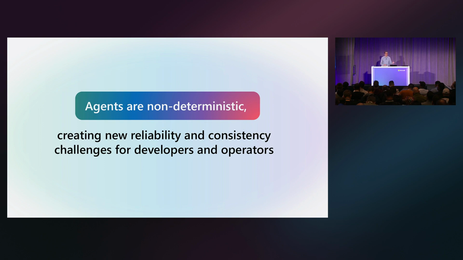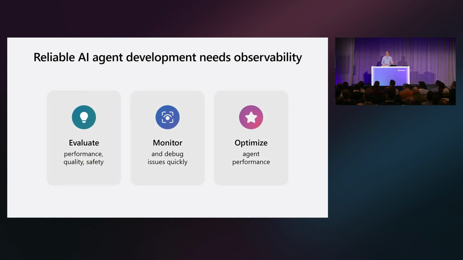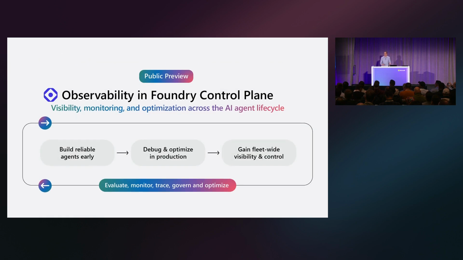We all know that agents are non-deterministic, creating reliability and consistency challenges for developers and operators. This is why reliable AI agent development needs observability to elevate performance, quality, and safety, monitor, debug, and remediate issues, and optimize agent performance. From that perspective, we're excited to announce in public preview observability in Foundry Control Plane, which provides visibility, monitoring, and optimization across the full AI agent lifecycle.